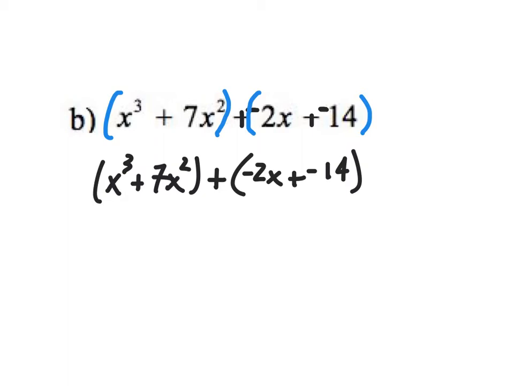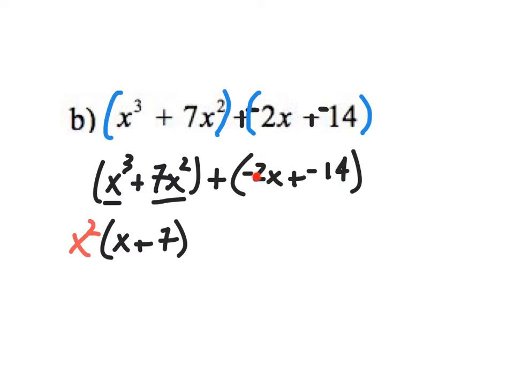Now I want to look here and ask, what can I factor out of x cubed and 7x squared? They have a common x squared that I can factor out. So if I factor out an x squared, you have to think about what you're left with. You're left with x plus 7, the opposite of the distributive property. Now over here, this term has an x, but this term doesn't.